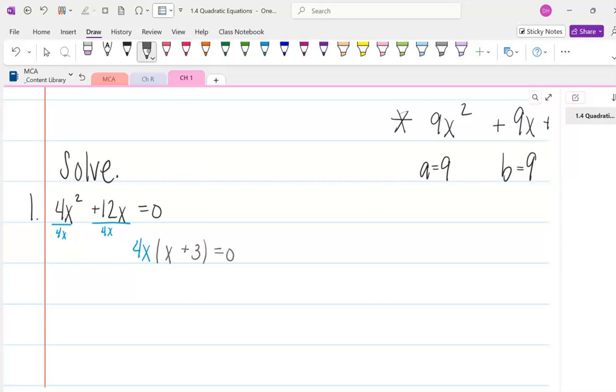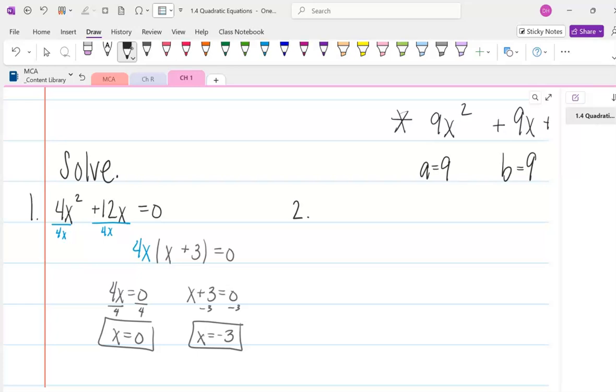Now, because it's set equal to 0, here's where the key is. You're going to separately set 4x equal to 0, and then your other factor, which is x plus 3 equal to 0. Now, when I divide by 4, 0 divided by a number is 0. Remember, so therefore x equals 0. And then the other one, when I subtract 3 from both sides, we get x equals -3. So we've got 2 answers, 0 and -3.